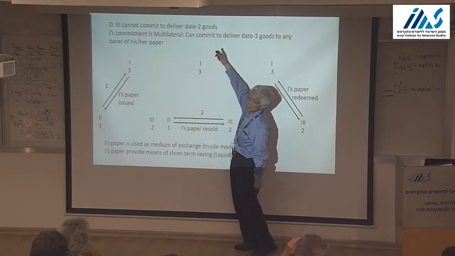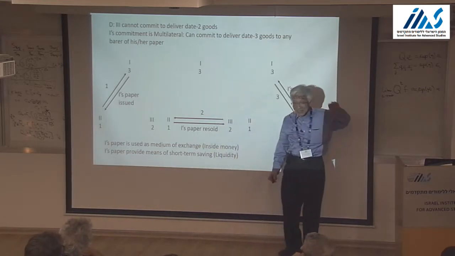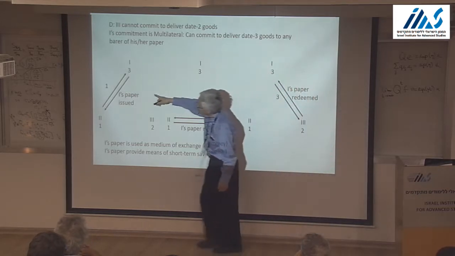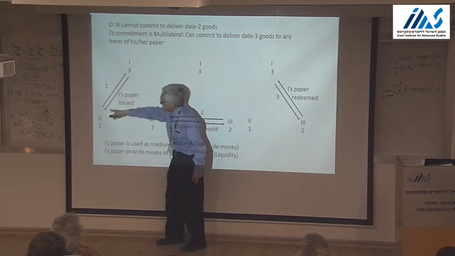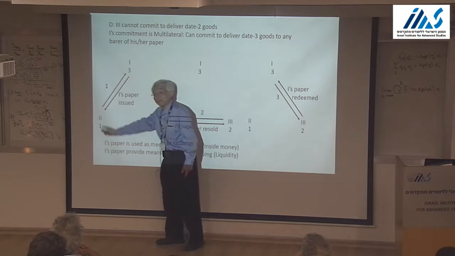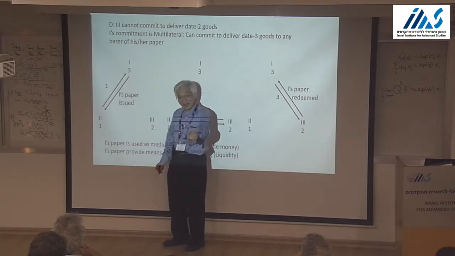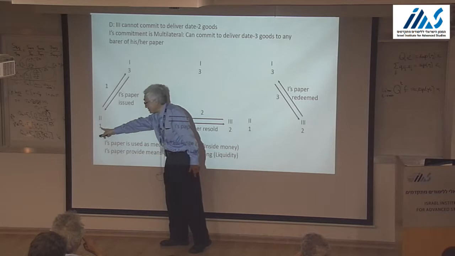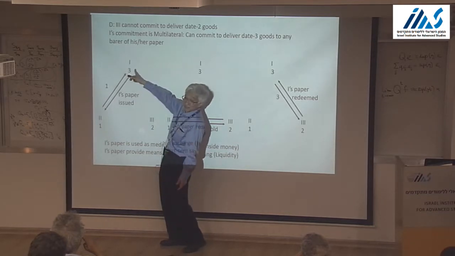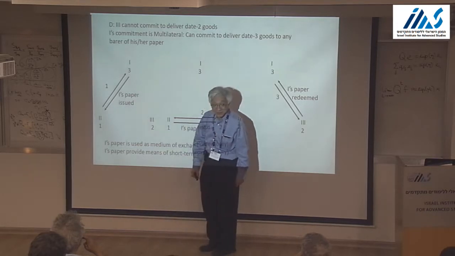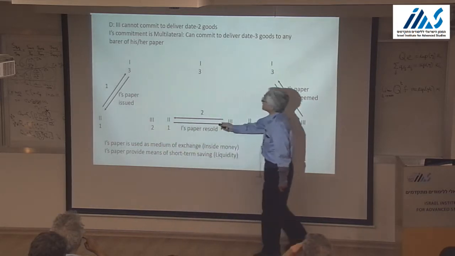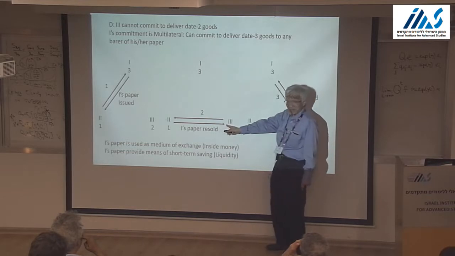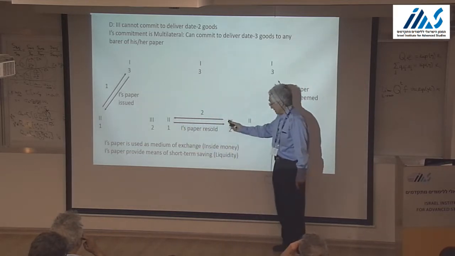So this is the situation. Type three cannot commit, but type one's commitment is multilateral. Then what you can do is, at date one, type one wants the good, so type one is going to issue the paper: I will give the bearer of this paper the date three good. The type two who can produce the date one good will provide the service, and then the paper goes to the type two person. But then date two comes, and the type two person is going to resell this paper in order to obtain the service from the type three agent.